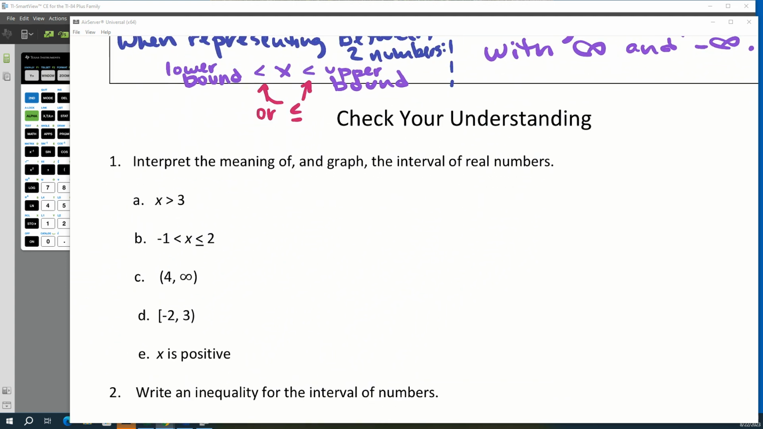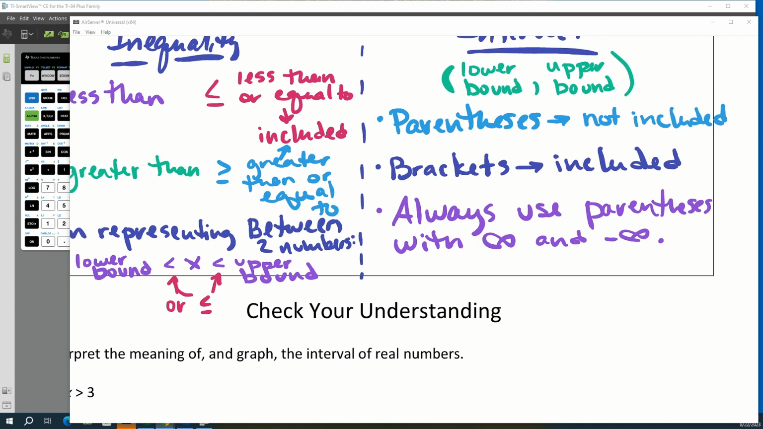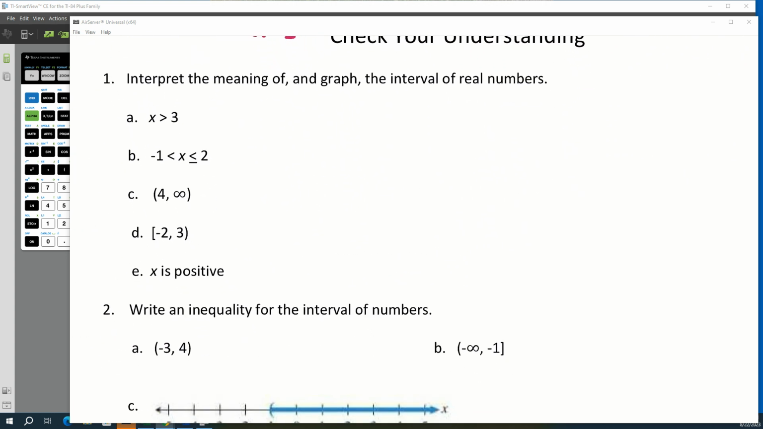Okay, so what we're going to do on the first example is interpret the meaning, so just kind of write out in words what it means, and then draw a graph, and the graph is just going to be a number line. All right, so what does this mean? These symbols, I would say, greater than 3. So we're going to say all real numbers greater than 3.